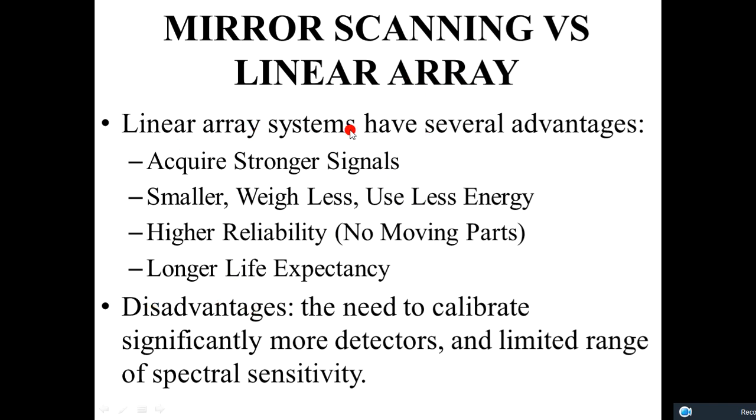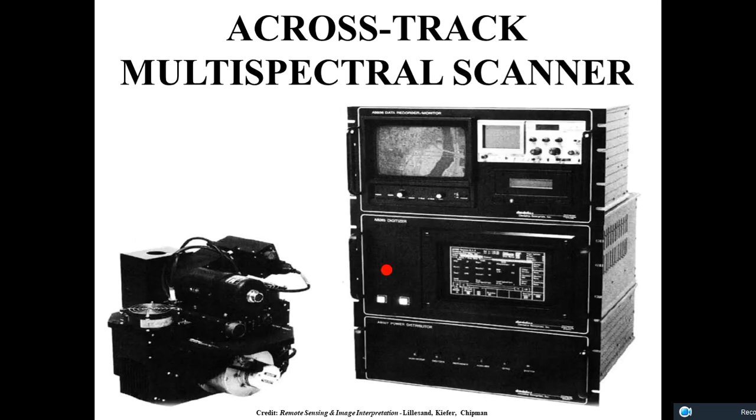So if we see the variation between the mirror scanning versus linear scanning, array means a sequence, okay. So a linear array system has several advantages. It acquires stronger signals, it is smaller, weightless, uses less energy, has higher reliability, and has longer life expectancy. But it has a disadvantage also. It needs to be calibrated all the time, okay, and it has a limited range of spectral sensitivity.